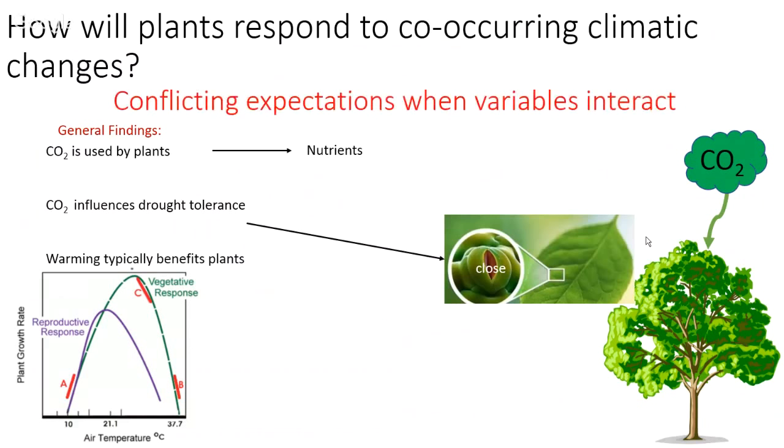But it's where the conflicting expectations occur when the variables interact, because climate change isn't just CO2 changing. It isn't just temperature changing. It's an interaction of multiple variables that are occurring together.